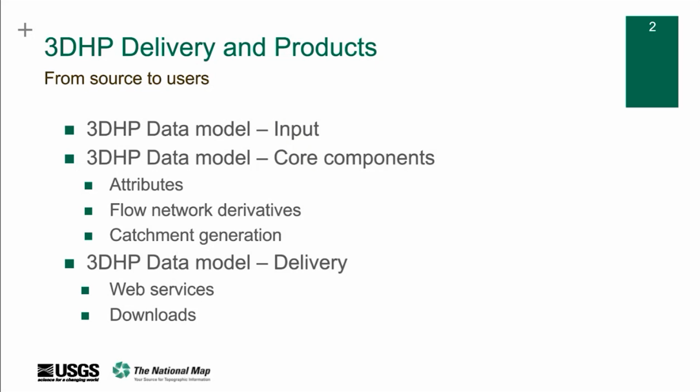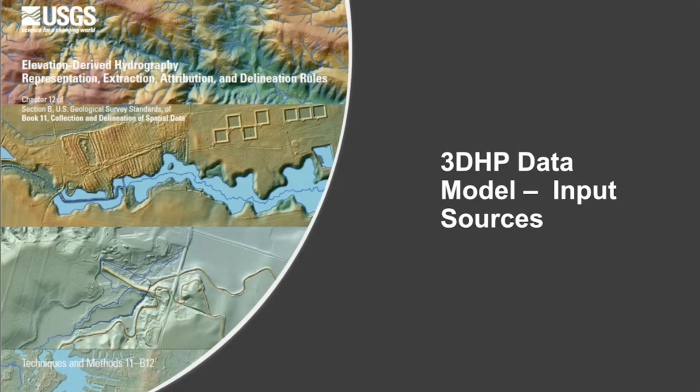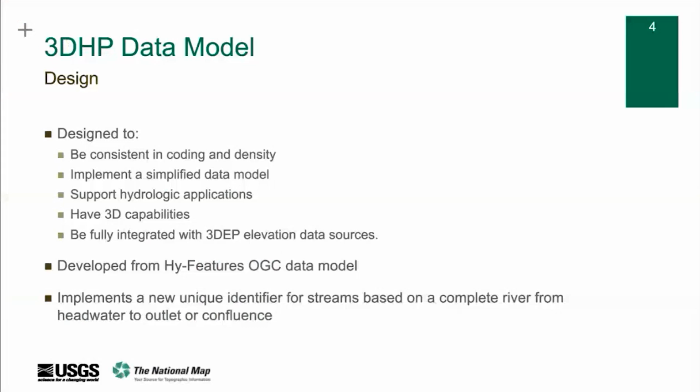So we're going to be talking about what is actually the data sources, the input to the 3DHP data model. We'll talk about once it's ingested in the data model, what those core components are. And then we'll talk about ways that we plan on delivering 3DHP data to the public. So first we'll talk a bit about the design and the input.